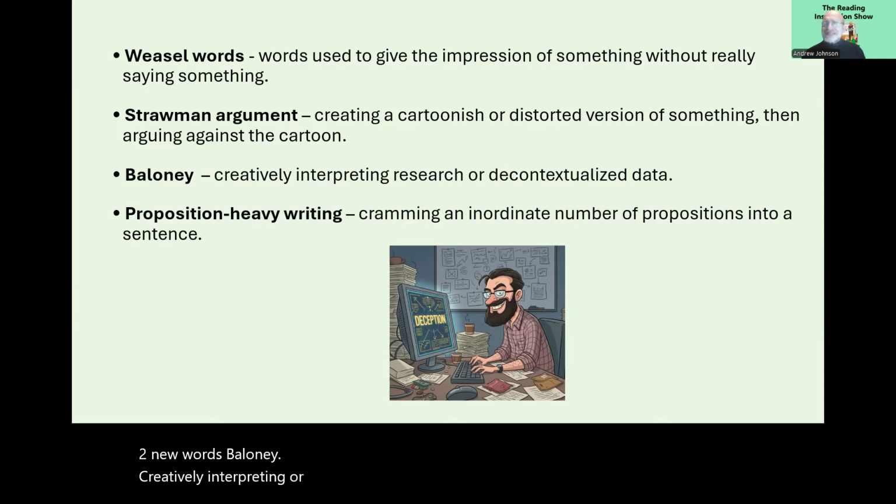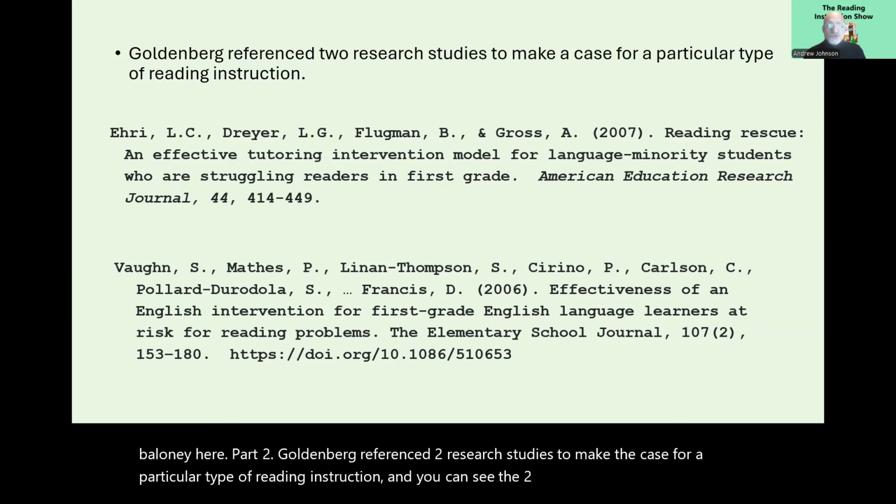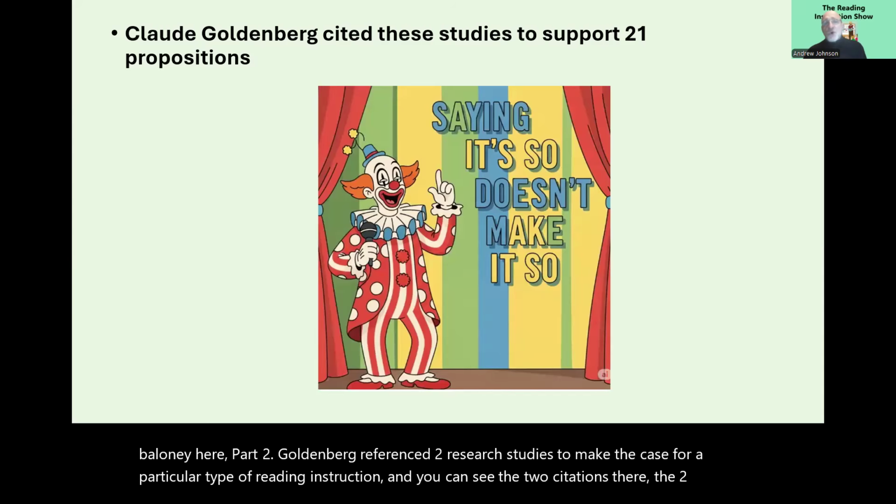So let's take a look at this article written by Claude Goldenberg, and there was a little bit of baloney here. Part two: Goldenberg referenced two research studies to make the case for a particular type of reading instruction, and you can see the two citations there, the two studies. Now, Goldenberg cited these studies to support 21 propositions. Saying it so doesn't make it so.